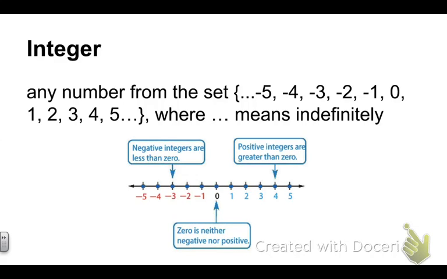Here we've got a number line, and you can see that 0 is neutral. 0 is neither positive nor negative. Everything to the right of 0 is positive, and everything to the left of 0 is negative.